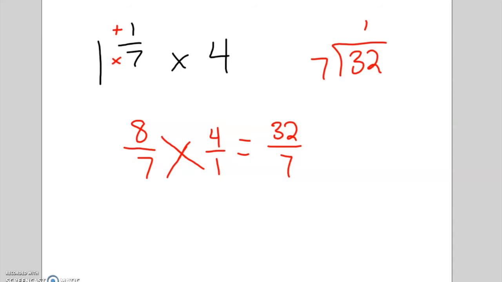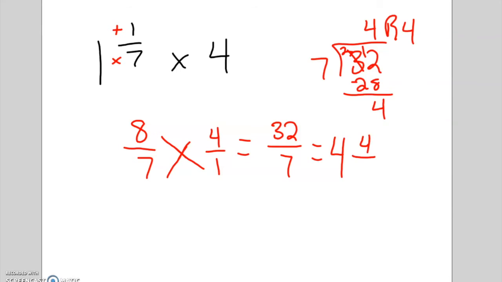That would be 4. 7 times 4 is 28. Subtract, so you get 4. And then remainder 4. So the answer is 4 and 4/7.